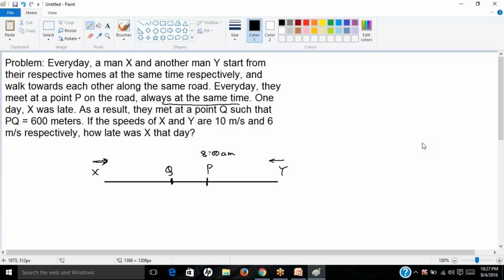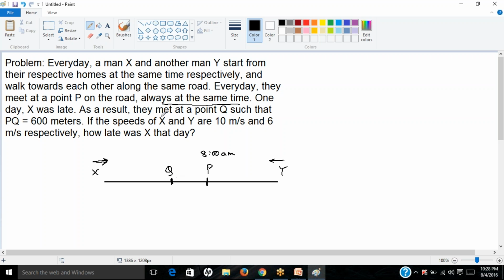Hina, you have asked whether the same time means both start at the same time. No, we don't know when they start. They maintain their times. That's what I mean. So if X starts at 6 o'clock, then every day he will start at 6 o'clock. If Y starts at 6:15, then every day Y will also start at 6:15. That's what the question is saying. I do not know where they start from, and I do not know exactly at what time they start. But what I know is they maintain their schedule. So if they maintain their schedule, they will always meet at a particular point at a particular time every day. That's the concept in the question.